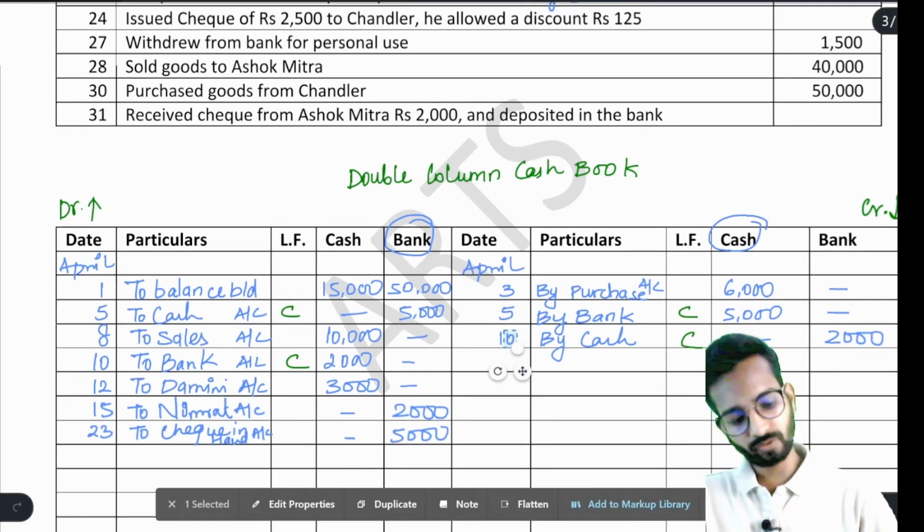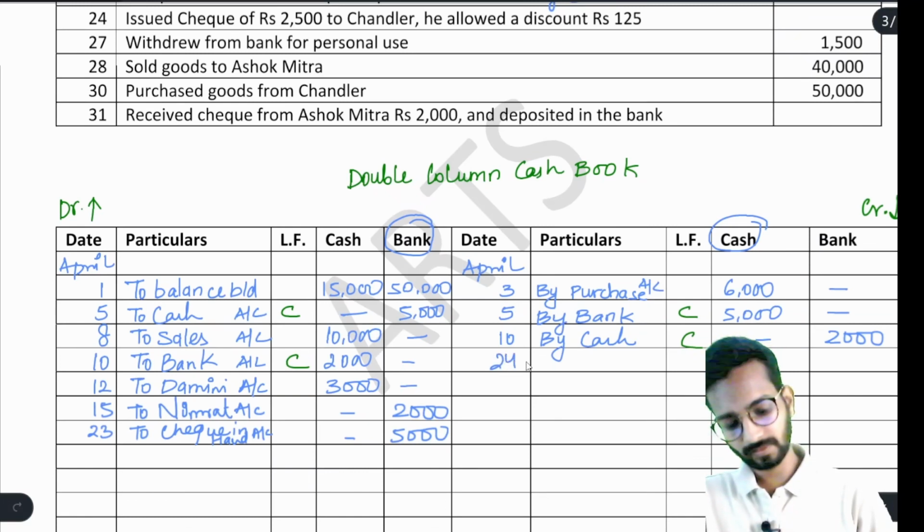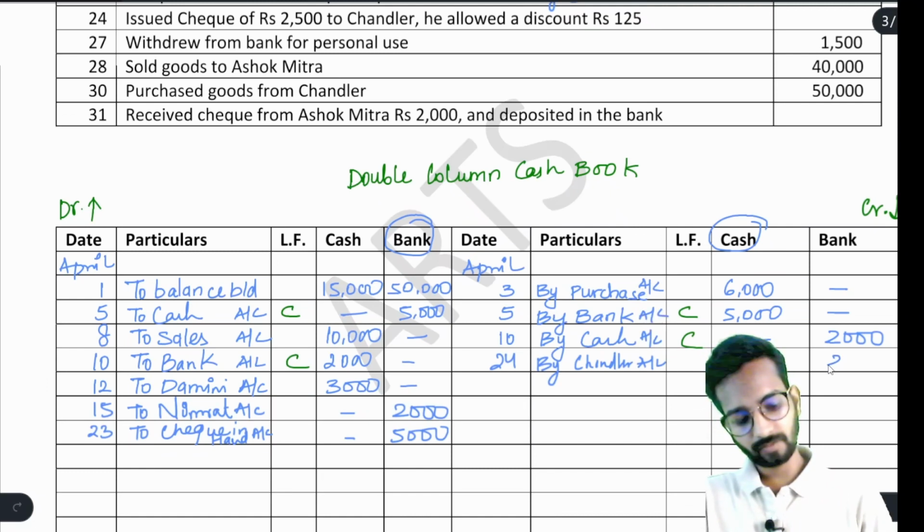Date number 24, by Chandler account. How much? 2,500 money will be reduced from my bank account.